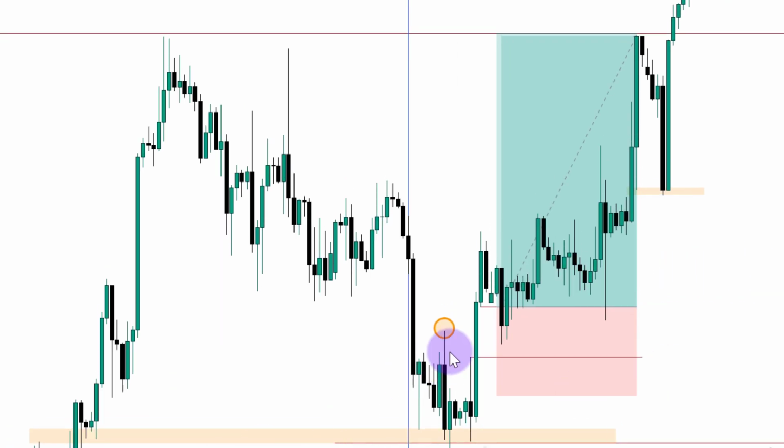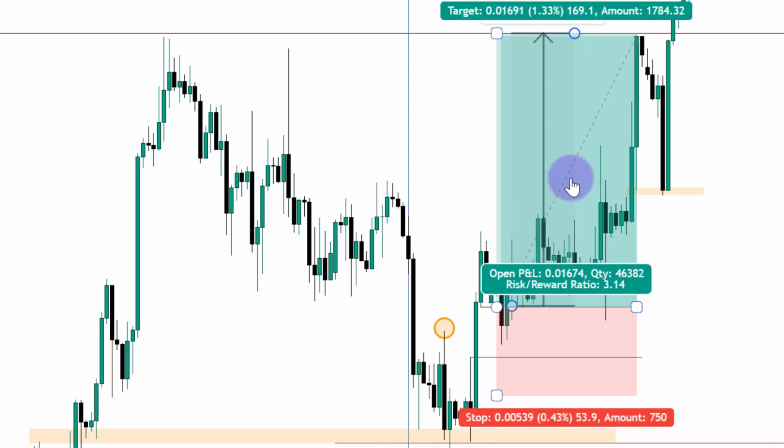So if you measure this, you would see that this is about 40 to 50 pips, 40 to 52 pips, but you end up taking 168 pips. This is over 1:3, and it's a very good trade for me, because 1:3 is a very good risk reward ratio.